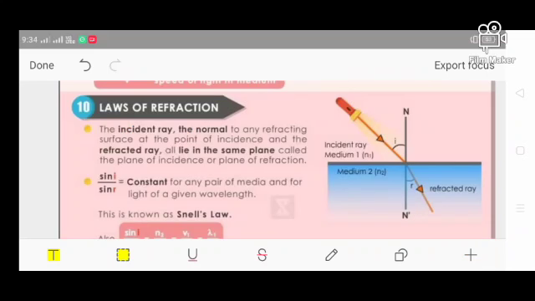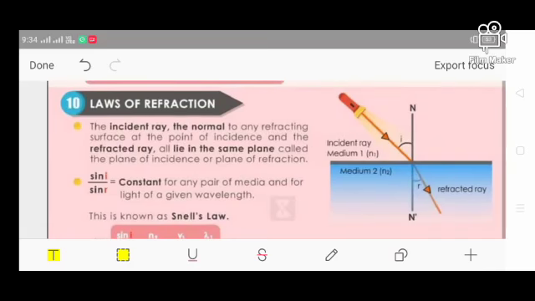Come to the next point, that is the law of refraction. So what is the law of refraction? There are only two laws of refraction, like the laws of reflection. Got it? There is only some difference in that, which we are now going to discuss.